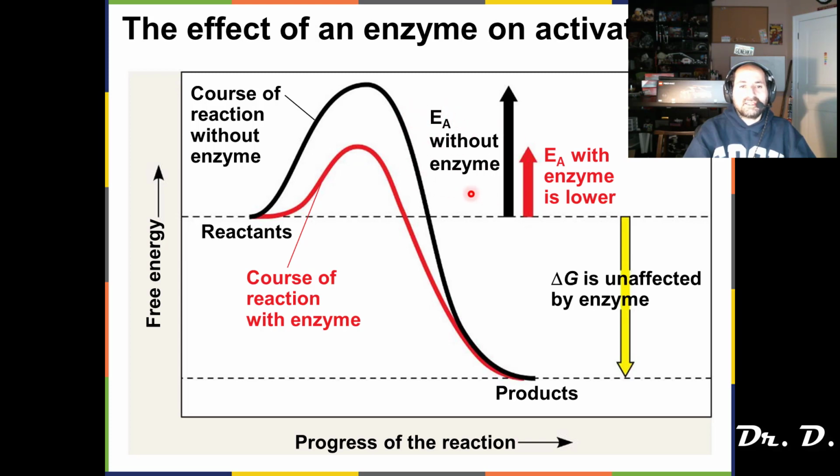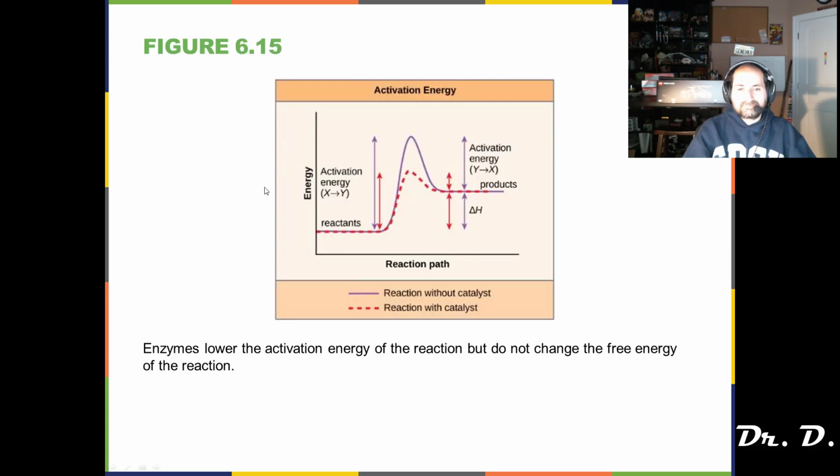So how could you provide EA? A lot of times you could provide the activation energy by heating up the reaction. But what if you don't want to do that? Well, that's where enzymes come in. Look, if the black line is the activation energy without an enzyme present, then the red line would represent the activation energy with enzyme present. Do you see that? So when you add enzyme, it lowers the activation energy and speeds up the reaction.